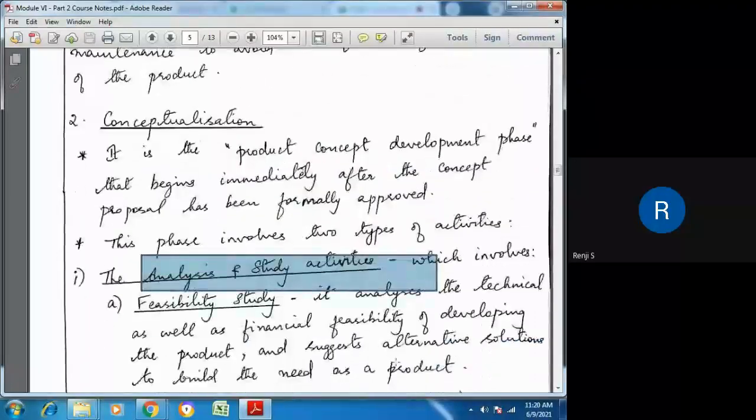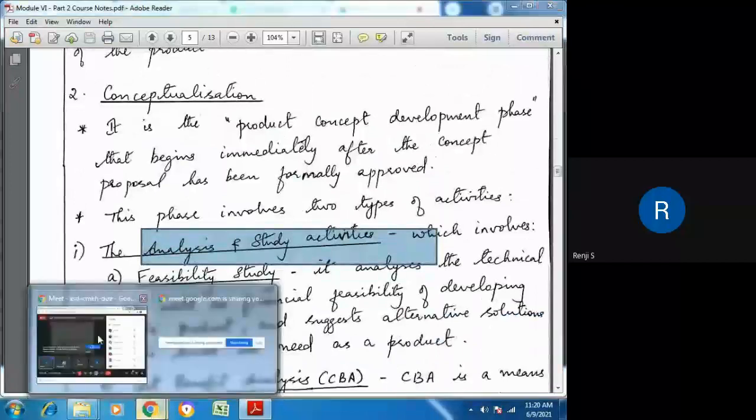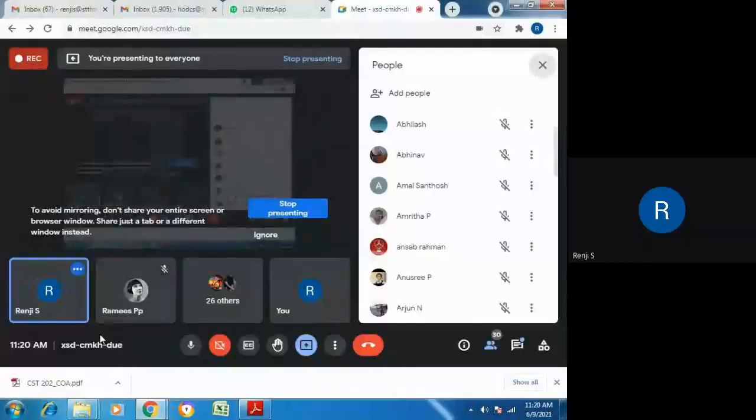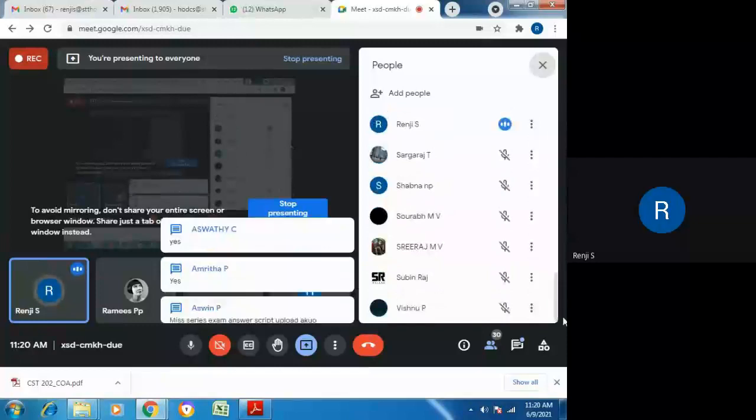We'll continue with this conceptualization phase in the next class. Is it clear to you? Hello, is it clear to you? If you have any doubts, you can ask.